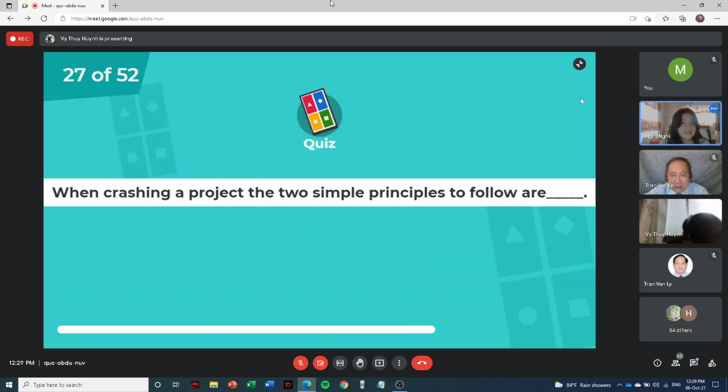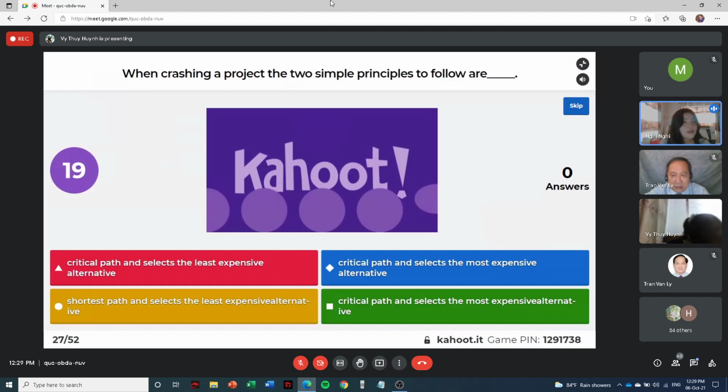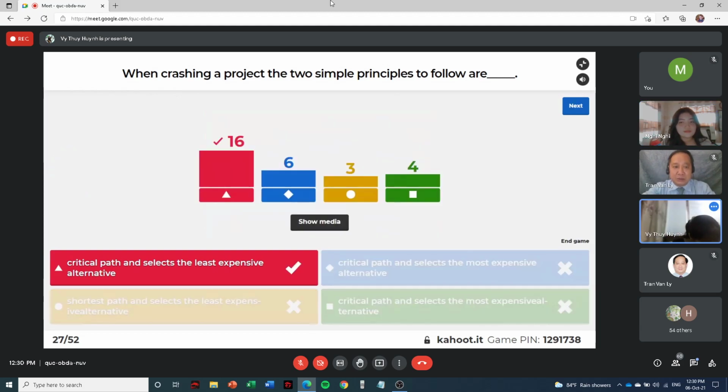Okay. Another question. When crashing a project, the two simple principles to follow are: be careful, a little bit confusing. Gladly, most of you have made it right. So it's the critical path and select the least expensive alternative.